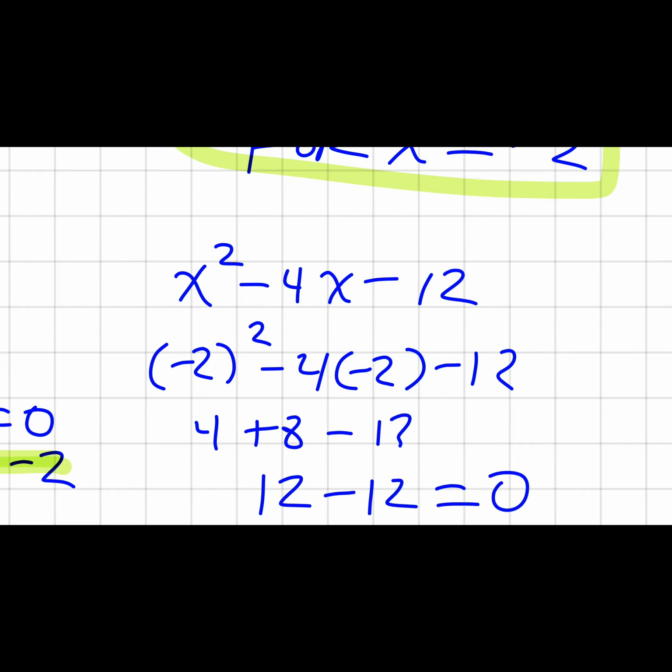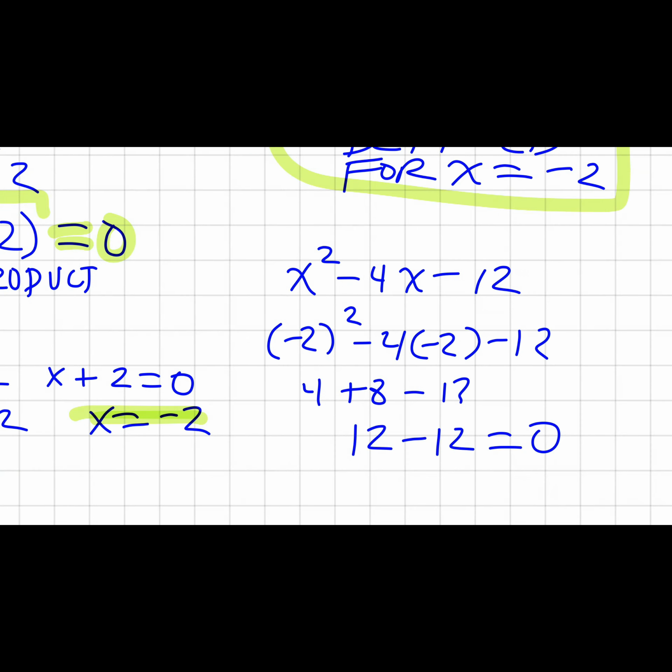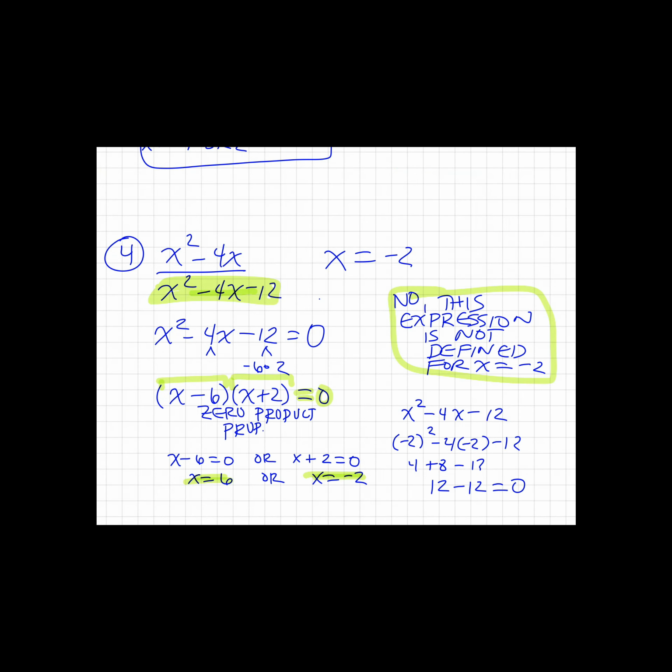So what we just saw here is that when I plug in -2 for my x in my denominator, it makes my denominator equal 0. And when my denominator equals 0, that makes my fraction undefined. So again, we can say, no, this expression is not defined for x equals -2. The reason is because -2.